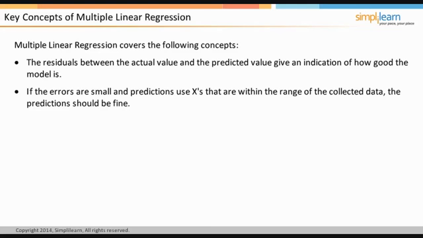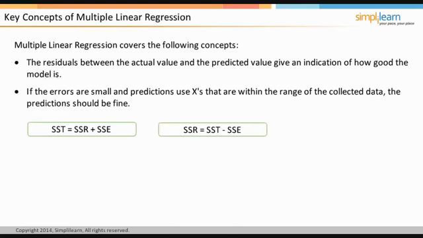The sum of squares total can be calculated as follows. Sum of squares total, or SST, equals the sum of squares of regression, or SSR, plus sum of squares of error, or SSE. To arrive at sum of squares of regression, SSR, use the formula SSR equals sum of squares total, or SST, minus sum of squares of error, or SSE. Since SSR is SSE subtracted from SST, the value of SSE should be less than SST.